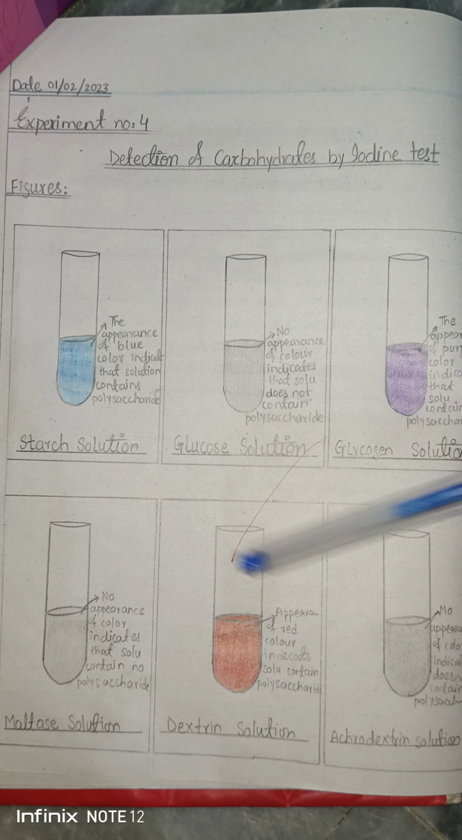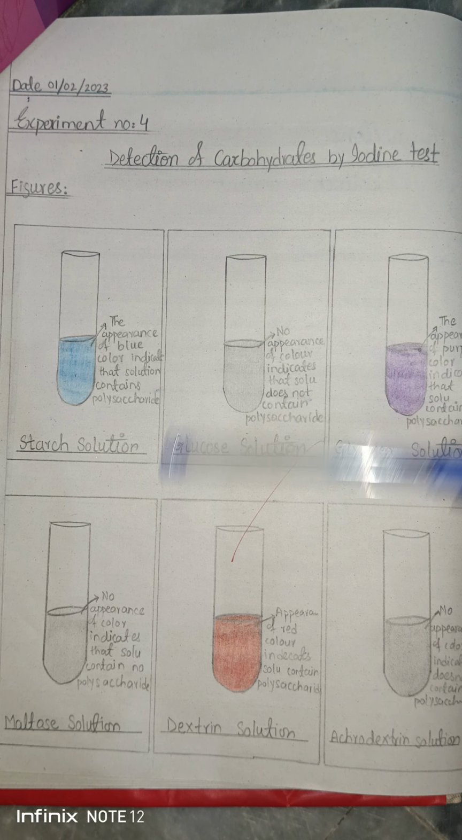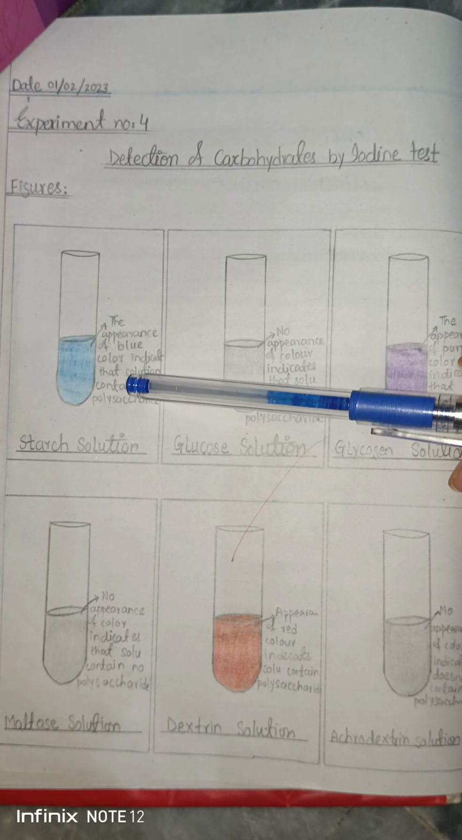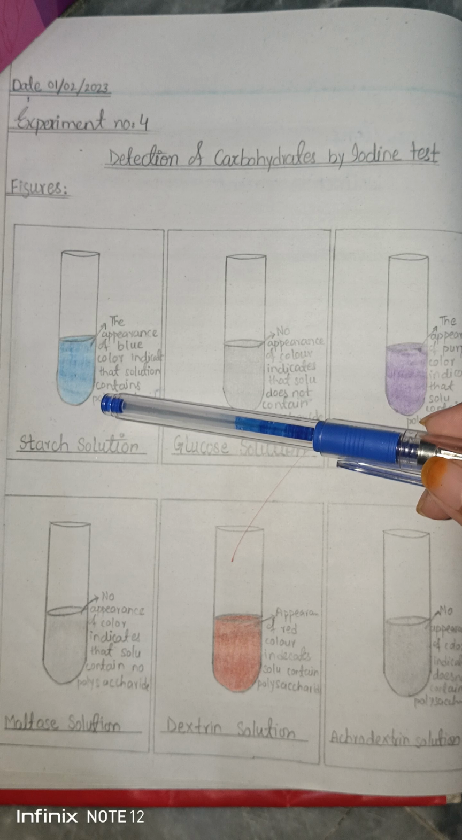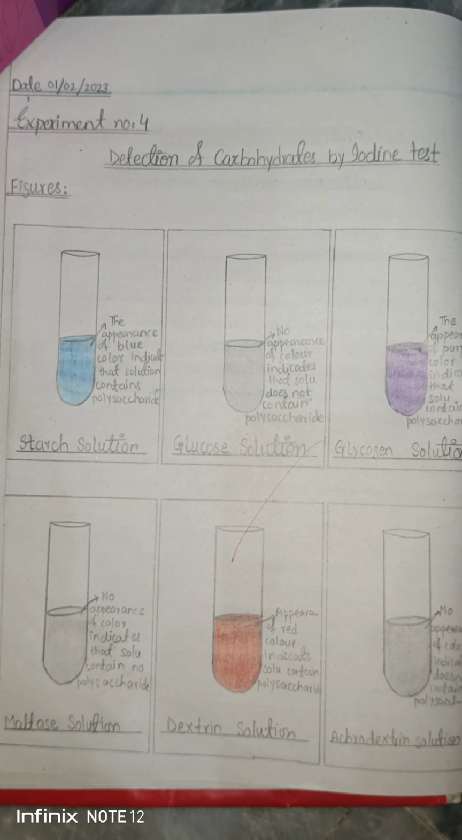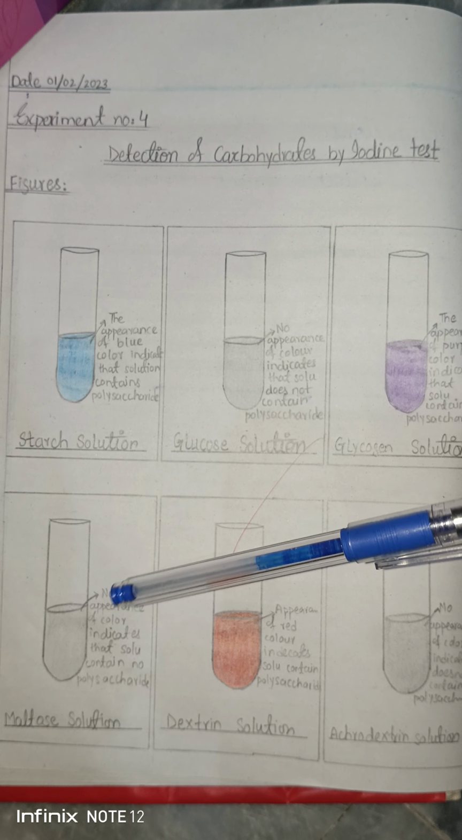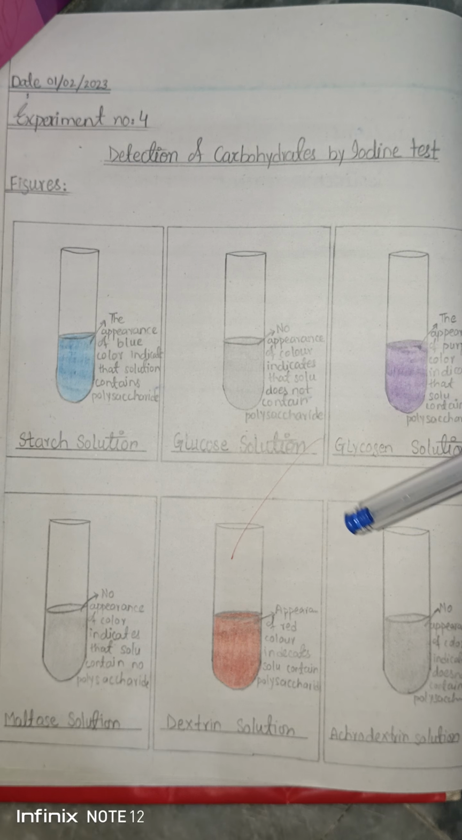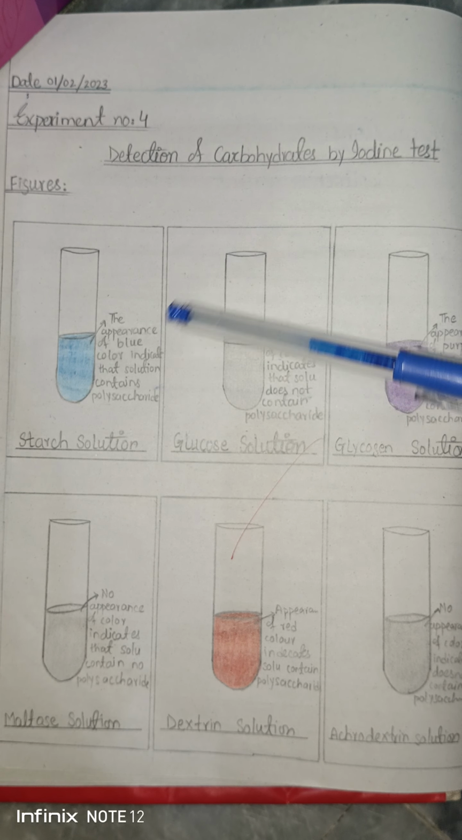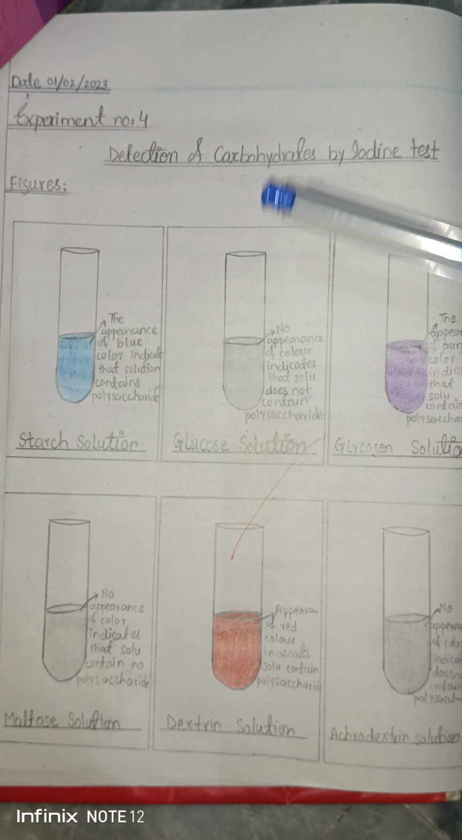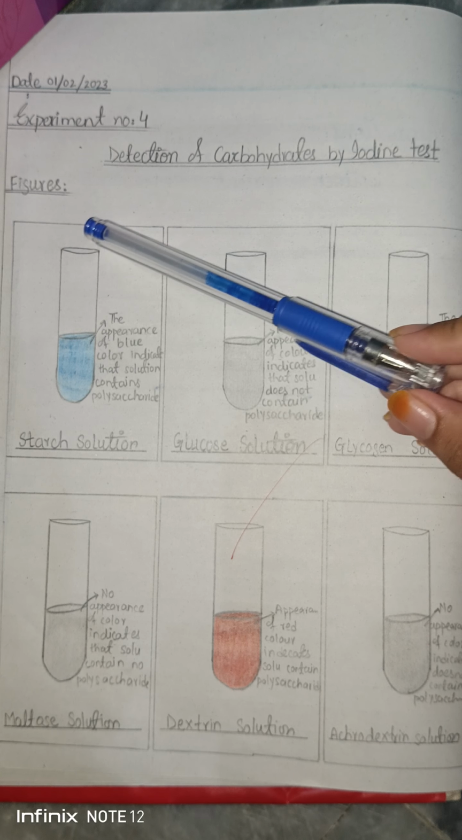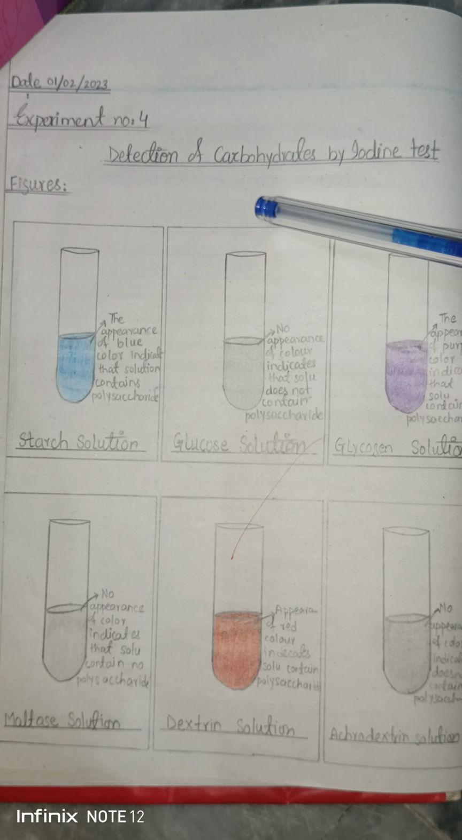It contains 6 test tubes, and in the 6 test tubes there is a solution, and every solution is of 1 ml. The first solution is starch, second is glucose, third is glycogen, then maltose, dextrin, and archodextrin solutions. Now you are going to add a few drops of iodine reagent. For example, I have dropped some iodine reagent in each of these.